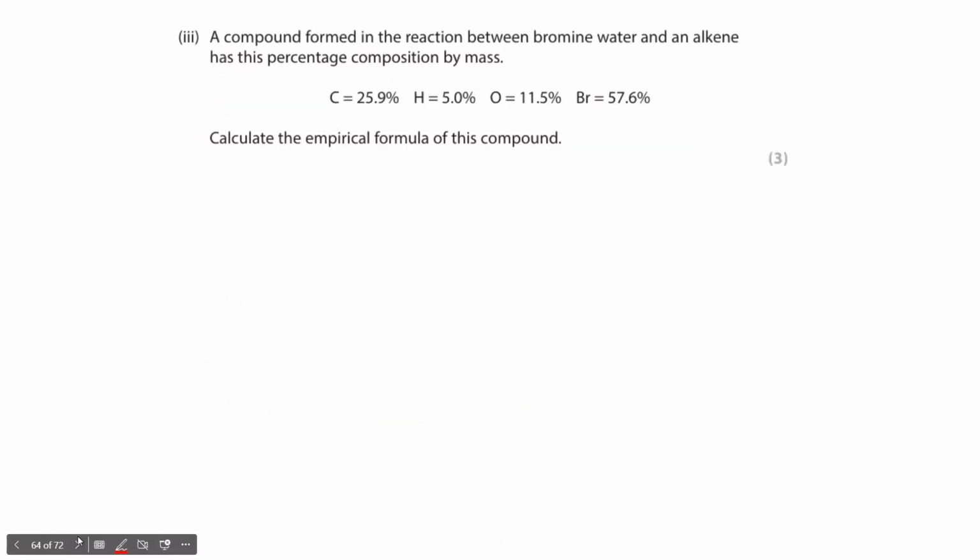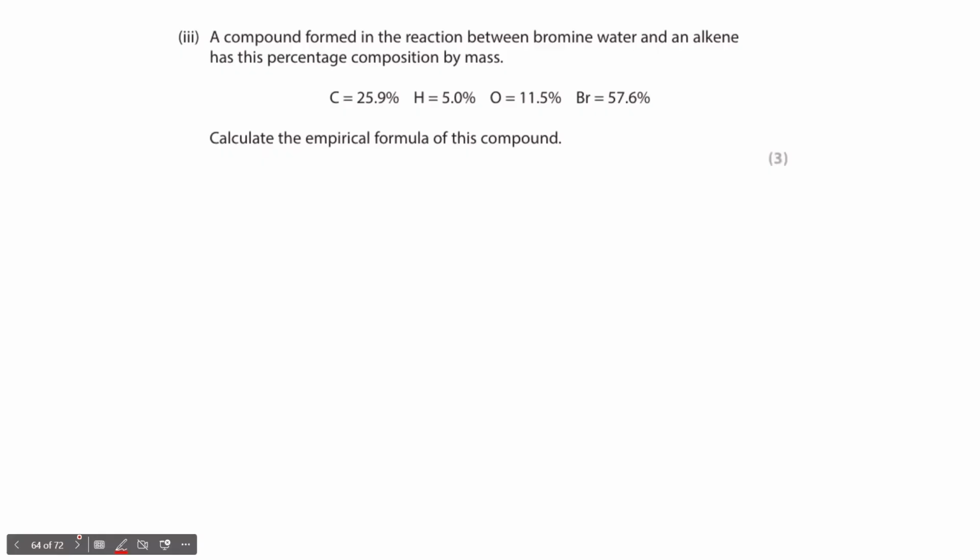A compound formed in the reaction between bromine, water and an alkene has this percentage composition by mass. Calculate the empirical formula of this compound. So when you find the empirical formula, this is how we do it.